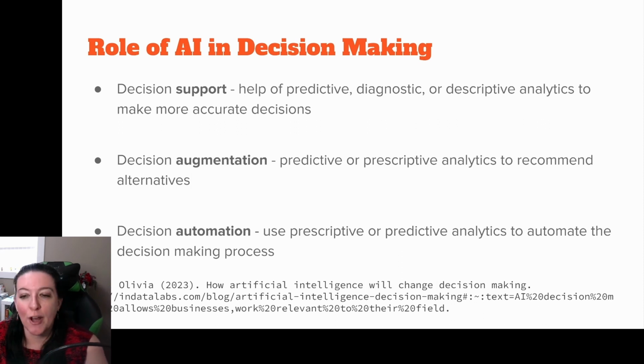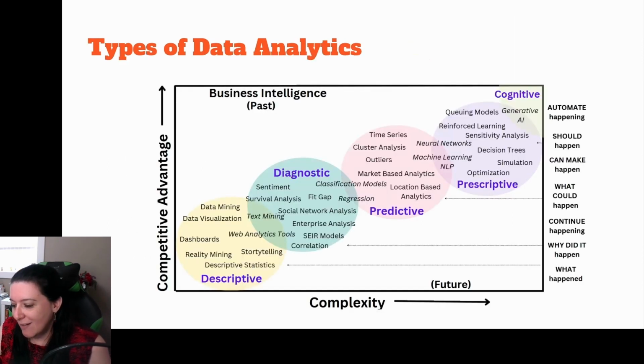Or we can have decision automation. We use our prescriptive and predictive analytics to automate the decision-making process. We use cognitive analytics to understand the information and the past, explain what could happen, identify what should happen, and then make it happen. So the role of AI in decision making can be to support decisions, augment decisions, or automate decisions. In all these cases, when we're making decisions, we're analyzing data. And so we come back to, are we doing descriptive, diagnostic, predictive, or prescriptive analytics?